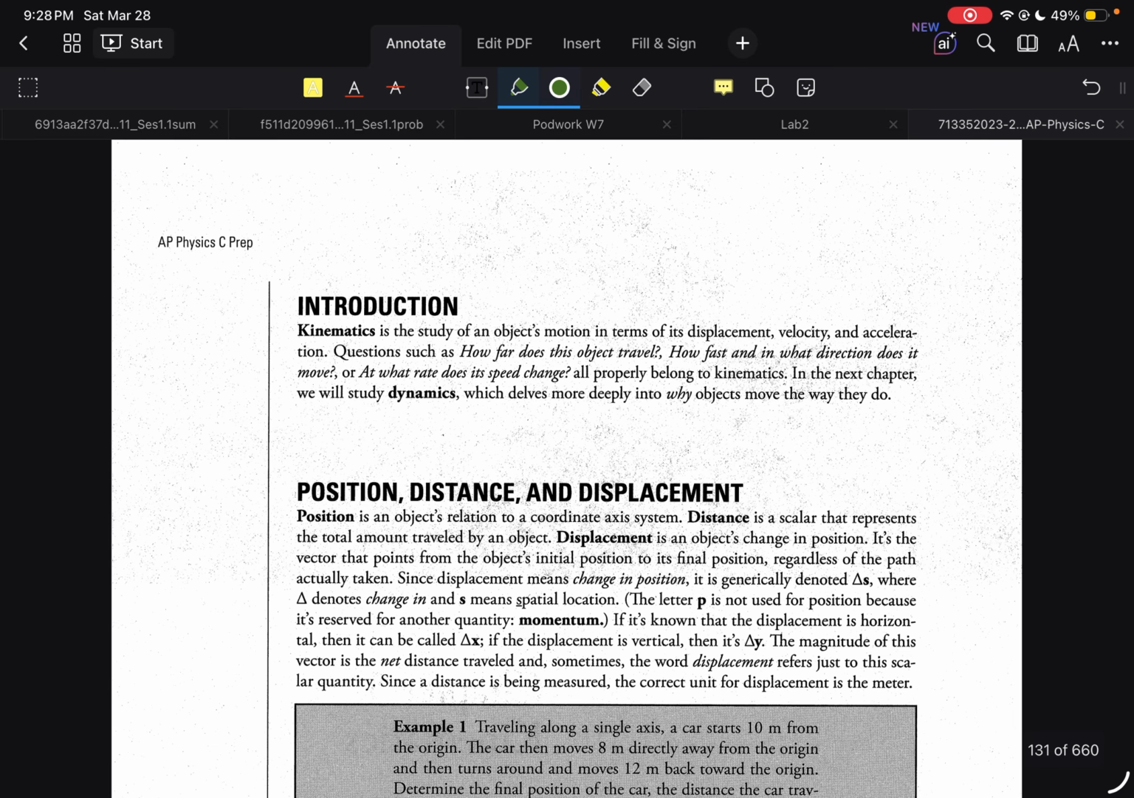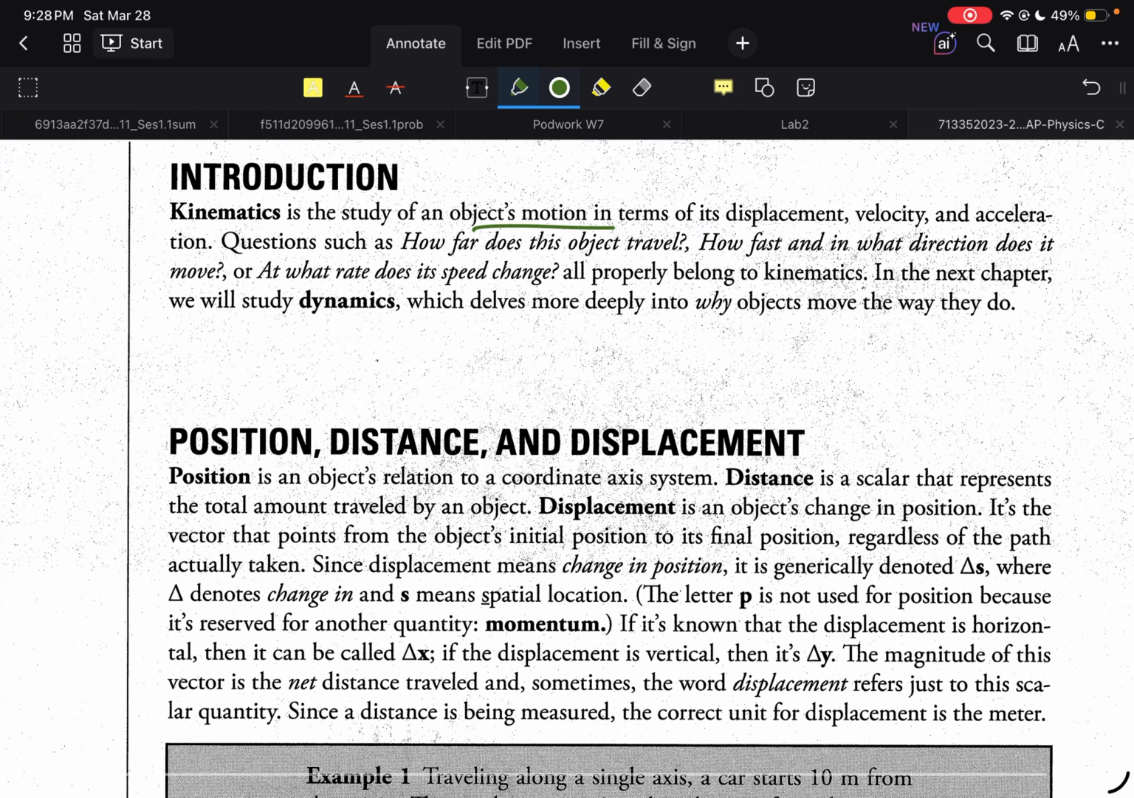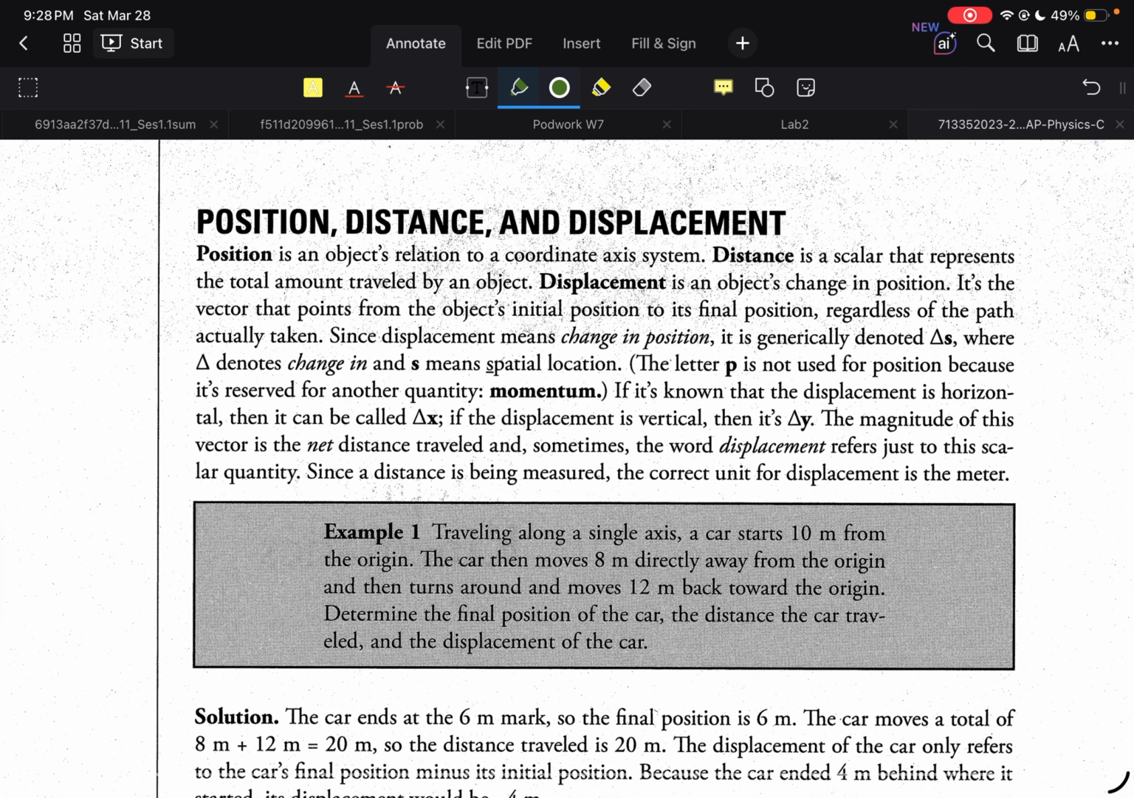I'm just going to be going through this, and I'm probably going to go through the other chapters as well. So kinematics is the study of an object's motion, and then in the next chapter we'll do dynamics.